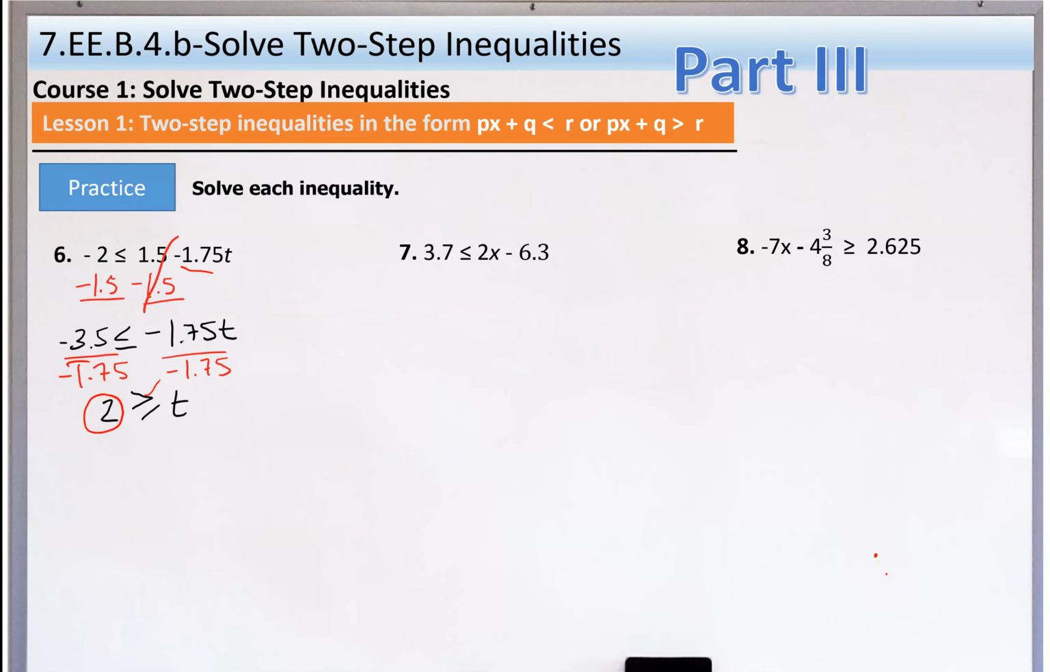Hello and welcome back to part 3, and I promise you we're finished because I believe we only have 10 problems, maybe 8, but it's good practice. So we're going to solve each inequality, and again, we're not going to graph the solutions in these.